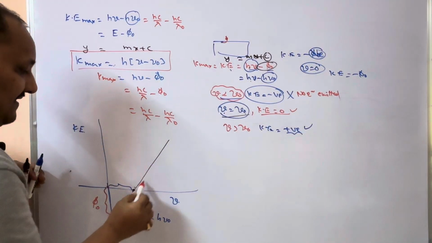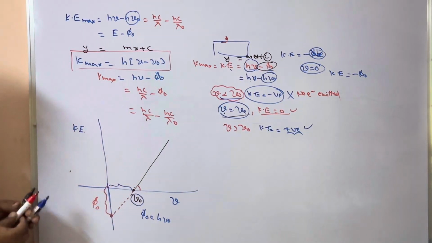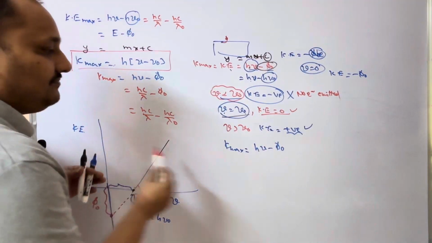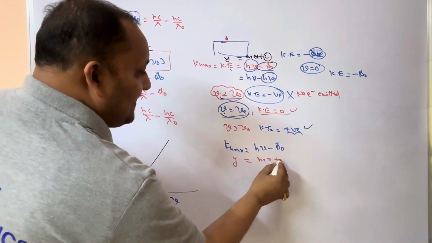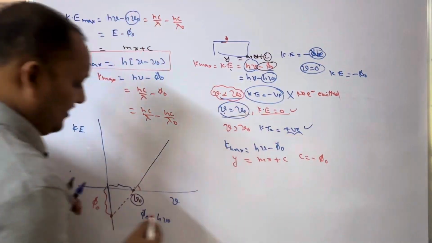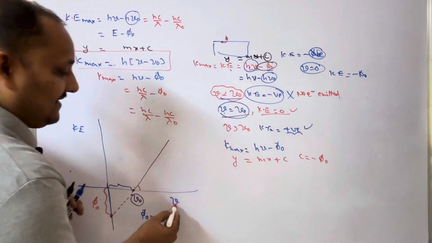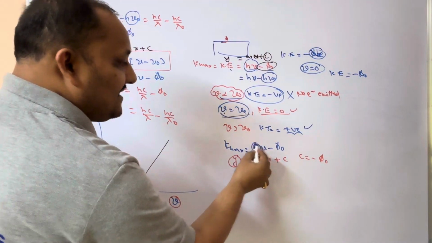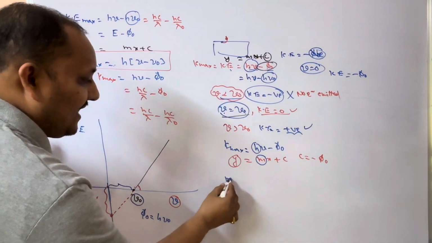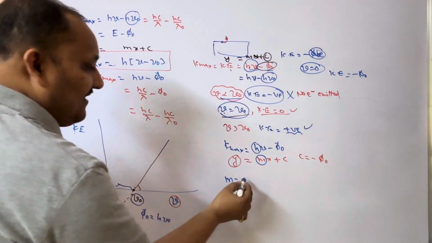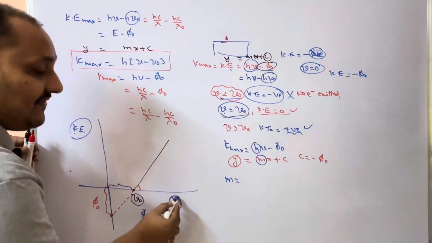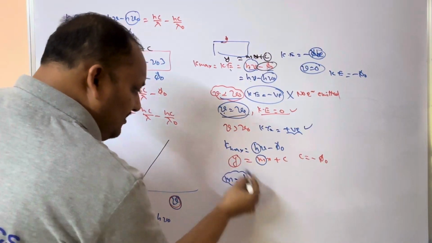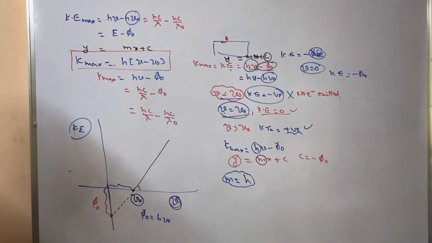Next, what is the slope of this line? K maximum is equal to h nu minus phi naught. So y is equal to mx plus c. C is equal to minus phi naught, that is constant. X is frequency, on the x-axis we have taken. On the y-axis K maximum we have taken. Therefore, in place of m, what is there? Planck's constant. So blindly you can remember, the slope of the kinetic energy versus frequency graph on photoelectric effect on a metal plate is equal to Planck's constant. Small h is nothing but Planck's constant.